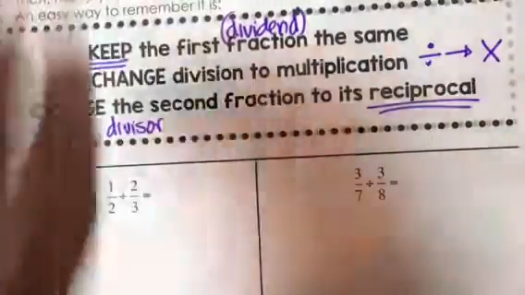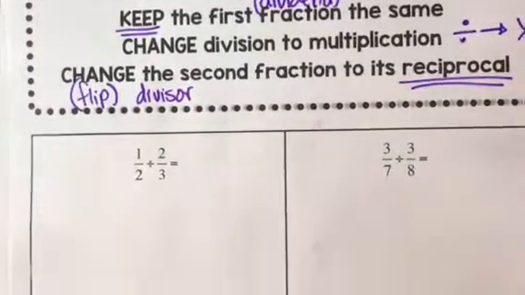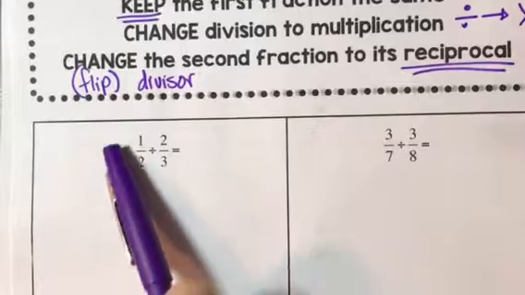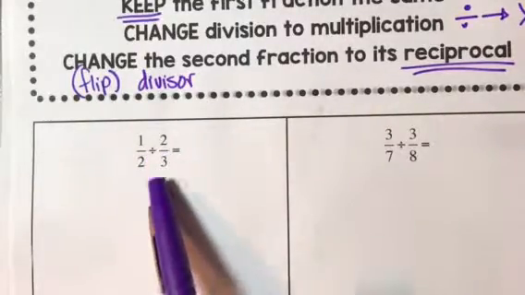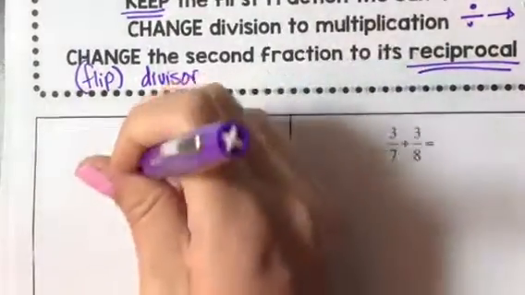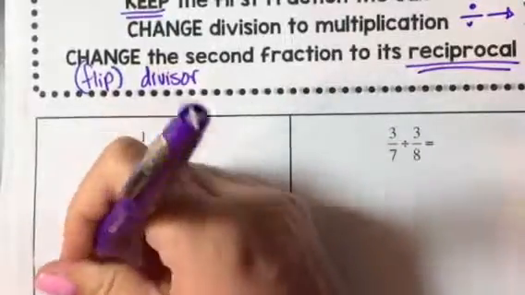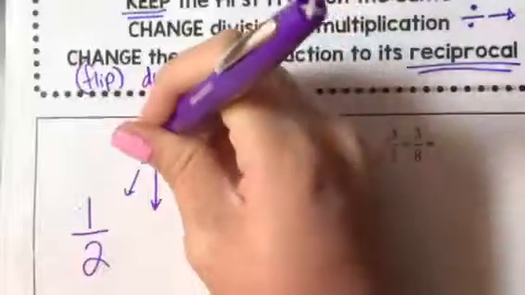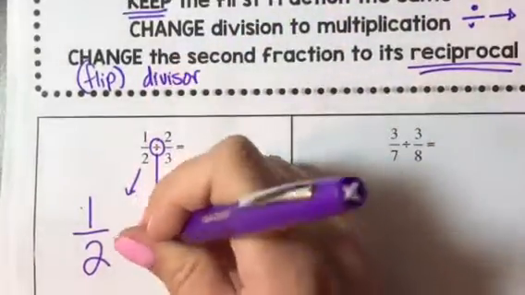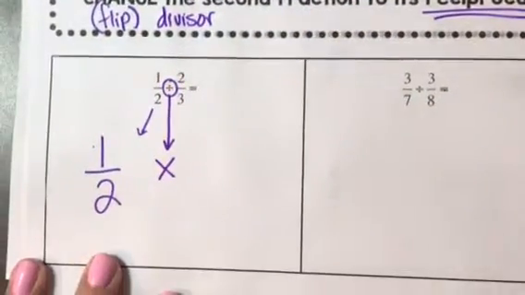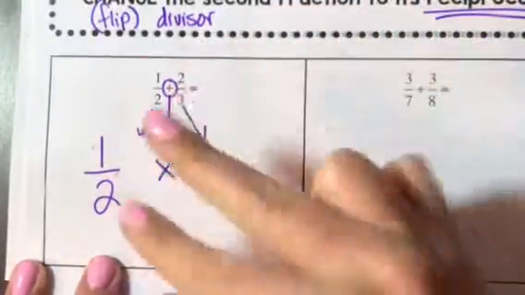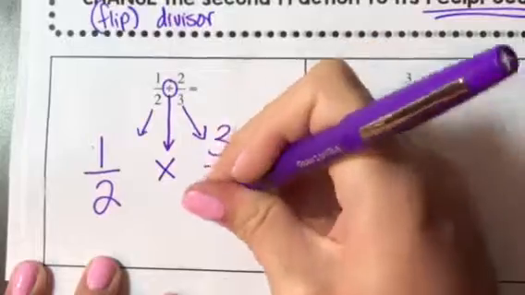So I'm going to do one problem with you guys, and then you can get started on your group work. So I have 1/2 divided by 2/3. I'm going to leave this as is, and I'm just going to do my work. I'm going to pull this down. I'm going to keep the first fraction. I'm going to change division, that's the division sign right here, to multiplication. And then I'm going to flip 2/3 to its reciprocal. So if I invert it, that would be 3 over 2.